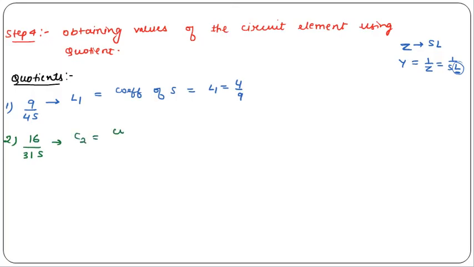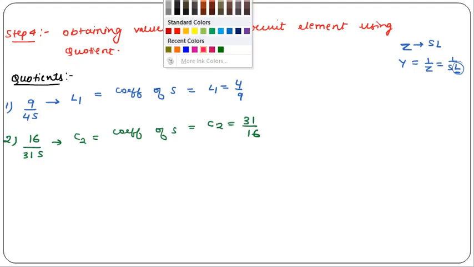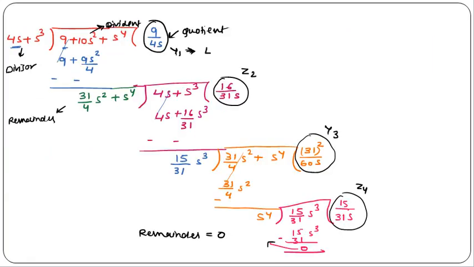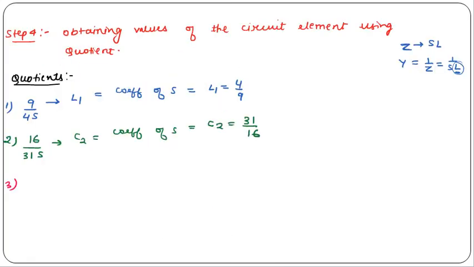So this is C2 and it will be the coefficient of s. So the s coefficient is 31 by 16, so the C2 value will be equal to 31 by 16. Then the third quotient we have is 31 square by 60 into s.